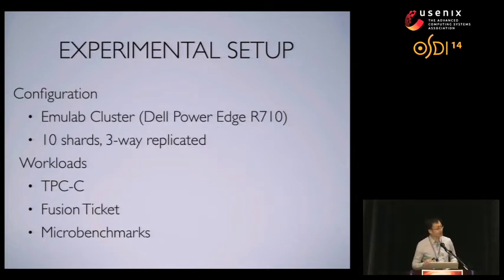We use 3 workloads to evaluate our prototype. We first use TPC-C, which is a popular database benchmark modeling online transaction processing. And second, to get experience on real applications, we also use Fusion Ticket, which is an online ticket selling application. In addition, we run several microbenchmarks to demonstrate the performance of SORT under different conditions. In this talk, I'll only show the results of the Fusion Ticket application.